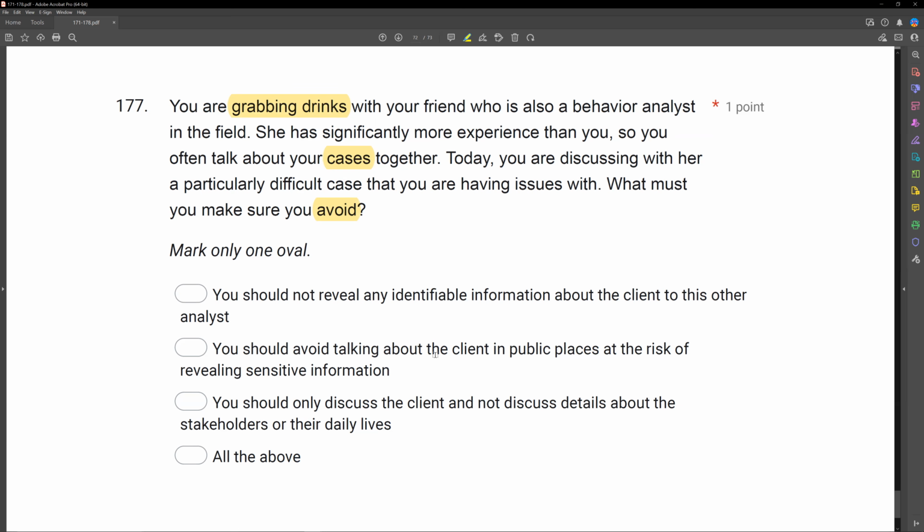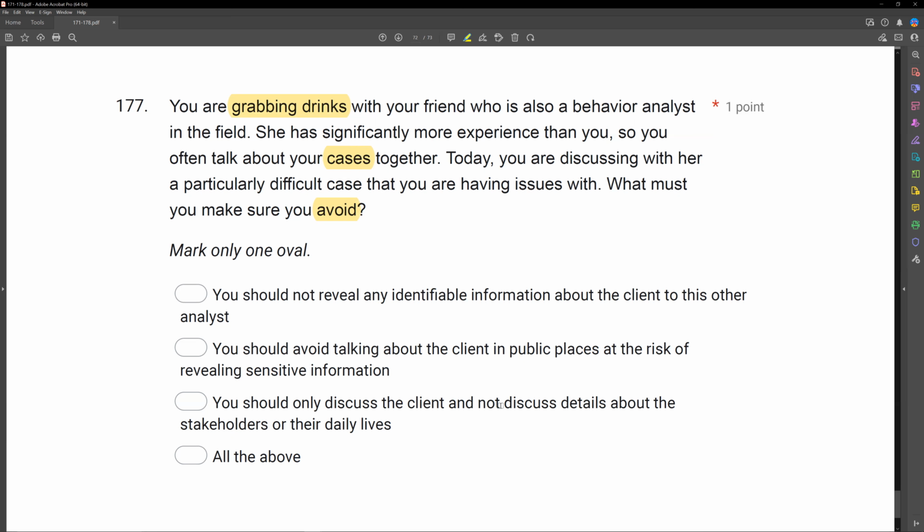B, you should avoid talking about the client in public places at the risk of revealing sensitive information. Yeah, this is a real thing, okay? Especially if maybe you live in a smaller community and people know each other and they talk, and you don't want someone overhearing you talk and identify who you're talking about and then go tell the parent. It becomes a mess, right? So if you're in a public place, that might not be the best time to talk about these things, okay? You don't want people talking about your personal things around other people. Our clients are the same way, right? They're still people too with rights to dignity and privacy.